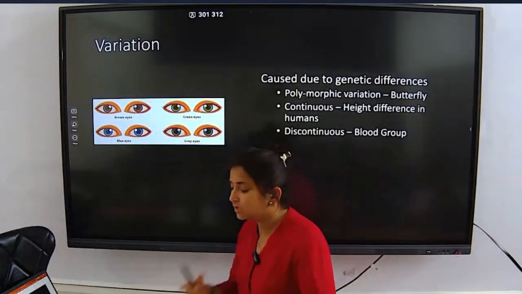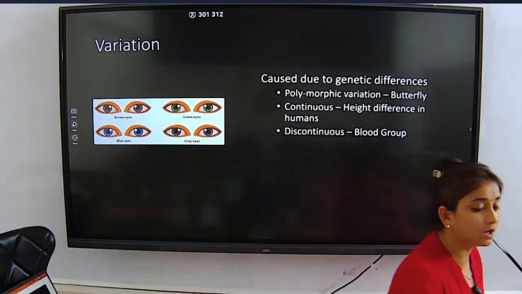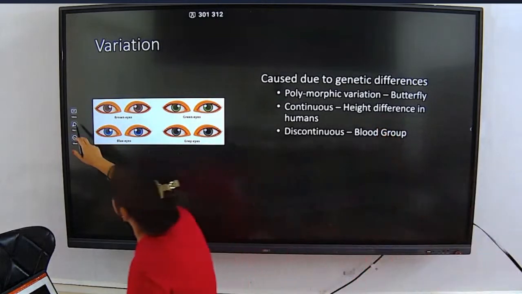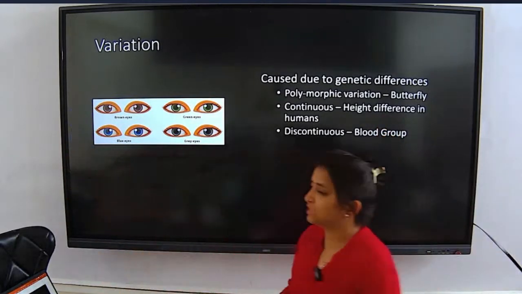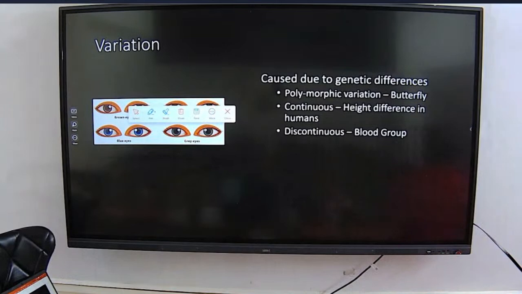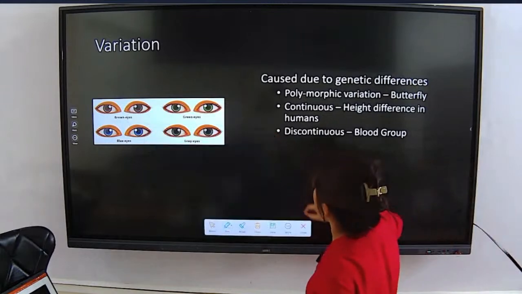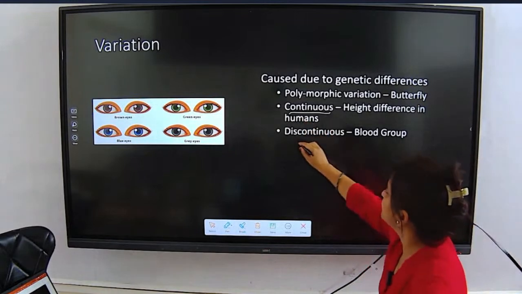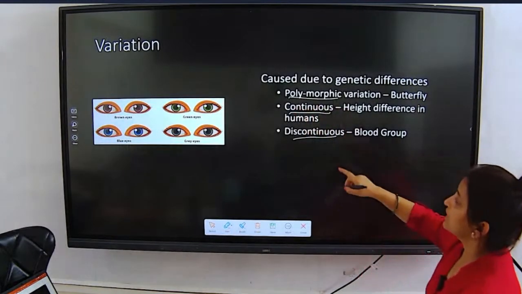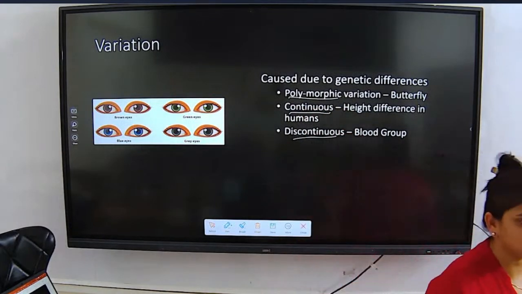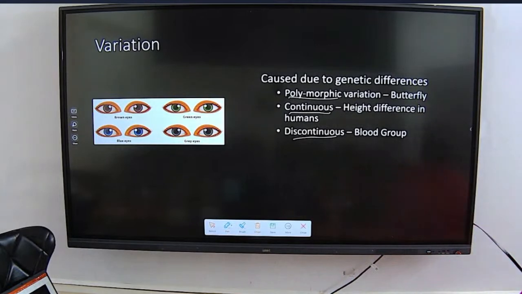Now, ecological principle can also be varied across variations. Variations, this is caused mostly due to genetic differences. There will be differences in genes because of which somebody's eye color is blue, somebody's eye color is brown, hair color is brown, skin color is something, or height is something. So there can be various genetic differences which will cause variation. Within these genetic differences, the variation can be classified into continuous, discontinuous or polymorphic.